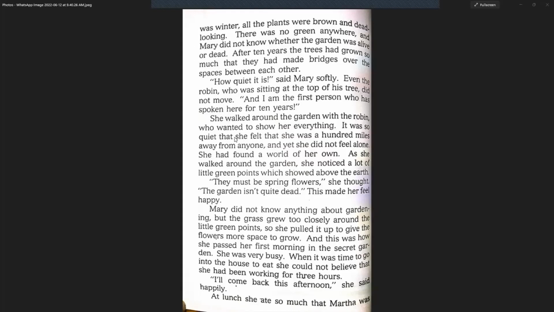It was so quiet. Underline, it was so quiet. It was so quiet that she felt that she was 100 miles away from anyone. That much silence. And yet she did not feel alone. She had found a world of her own. As she walked around the garden, she noticed a lot of green points which showed above the earth.